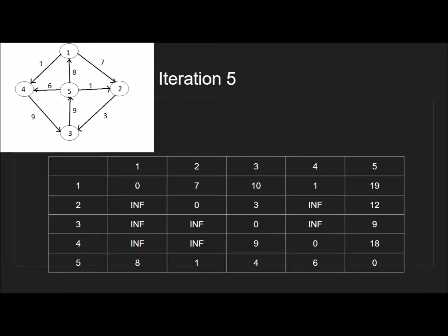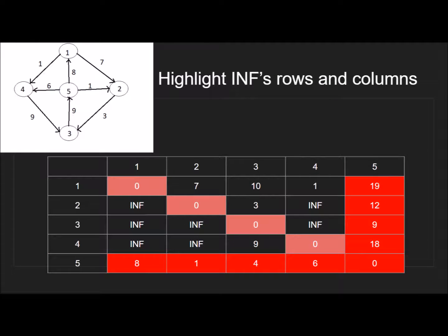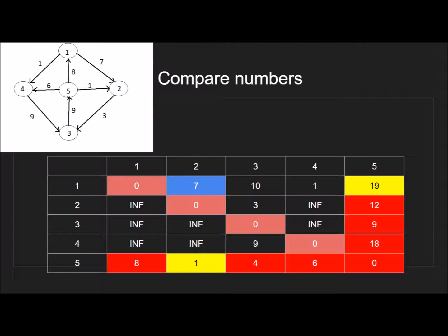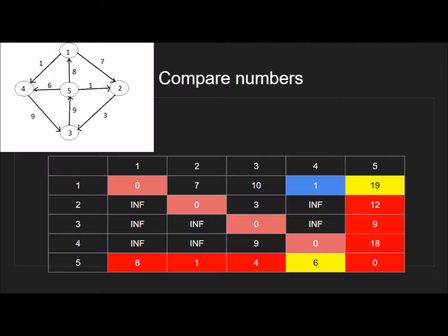We are now at our fifth and final iteration of this graph. We will now freeze our final row and column of this table. There are no INF on the main freeze, so we do not have to worry about any other freezes. Compare 7 to 19 plus 1. It will not be changed. Compare 10 to 19 plus 4. It will not be changed. Compare 1 to 19 plus 6. It will not be changed.